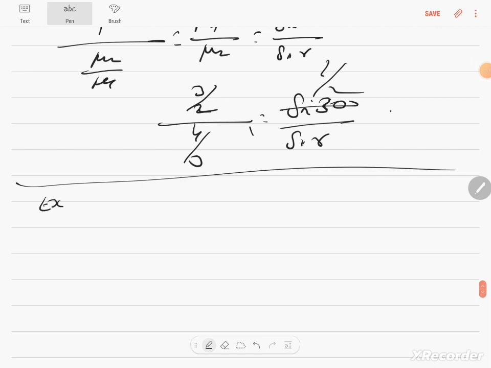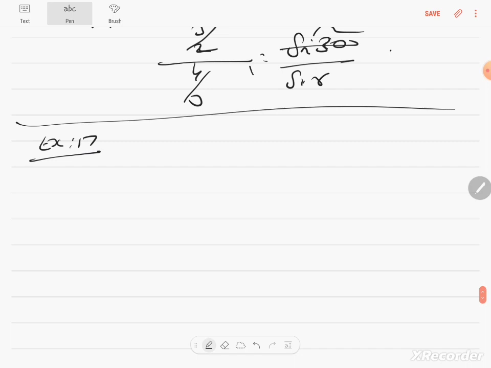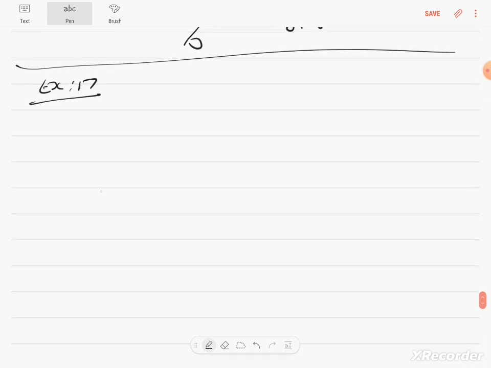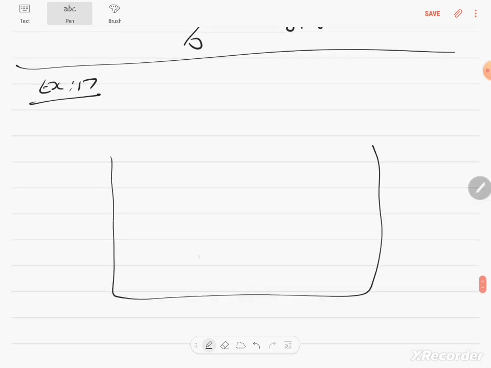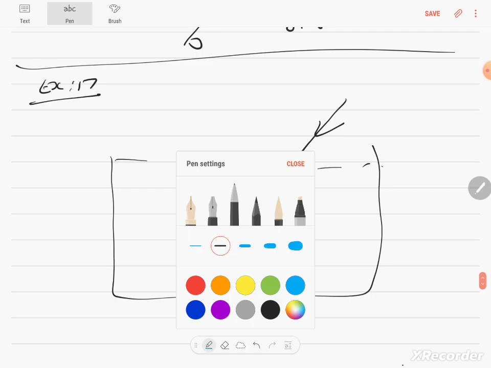Example 17 is what I'm going to do next. A rectangular glass slab rests at the bottom of the trough of water. So let's draw a trough of water. In this, a rectangular glass slab is lying underneath. It is inside the water, the trough is full of water, and inside it is the rectangular glass slab. At the bottom, a ray of light incident on the water surface at an angle of 50 degree passes through water into glass. So coming from above, it's entering in and then it's going to get into water.